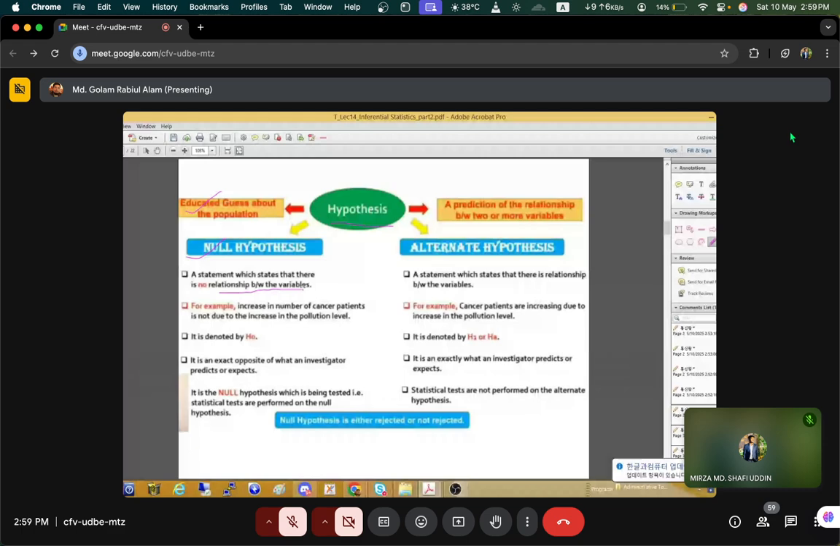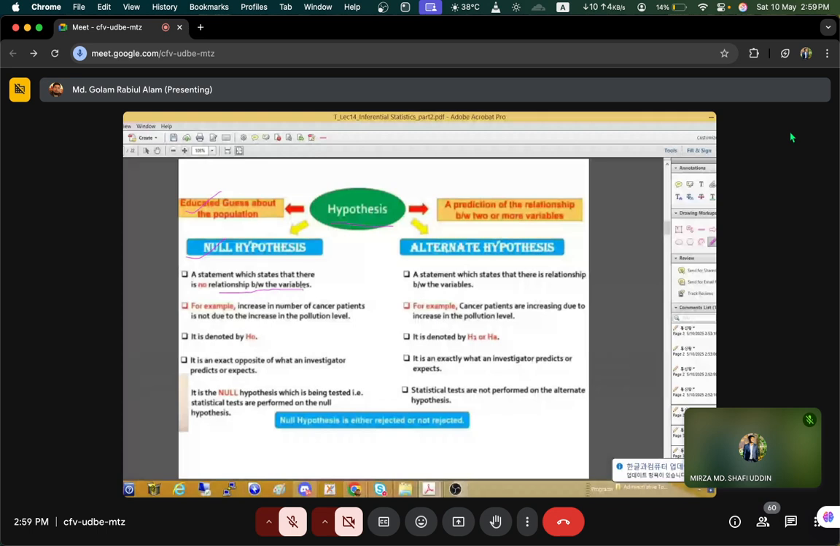So it is also mentioned that it is the exact opposite of what an investigator predicts or expects. Okay, exact opposite in the null hypothesis. The alternate hypothesis is exactly what the investigator predicts or expects. It is the null hypothesis which is being tested. That means, as I already mentioned, only the null hypothesis is being tested. We can accept or reject the null hypothesis only.